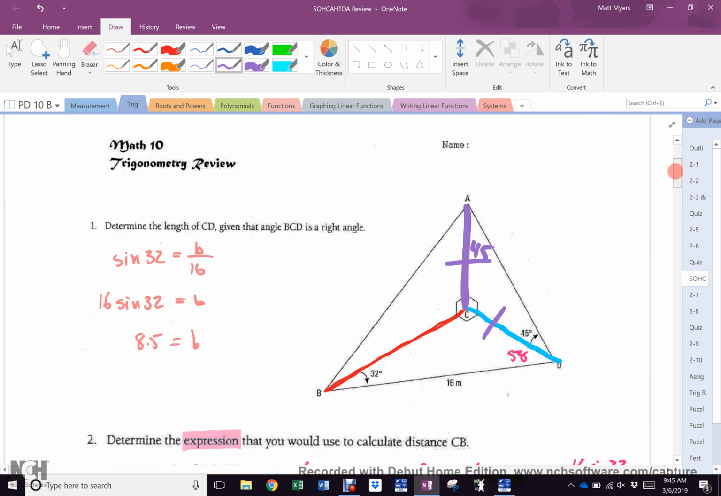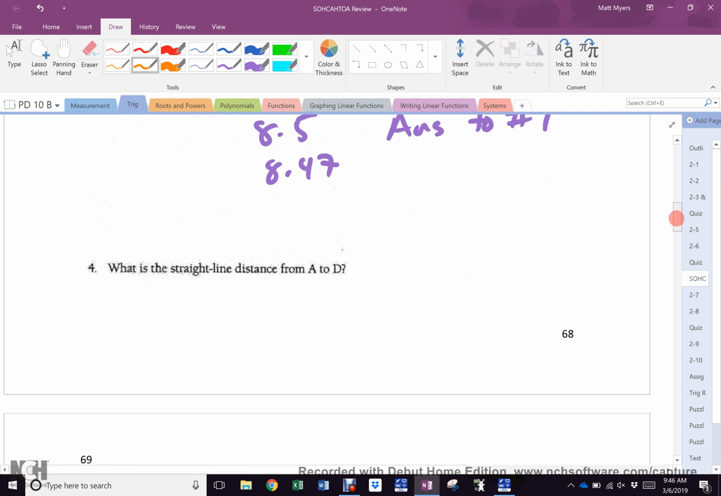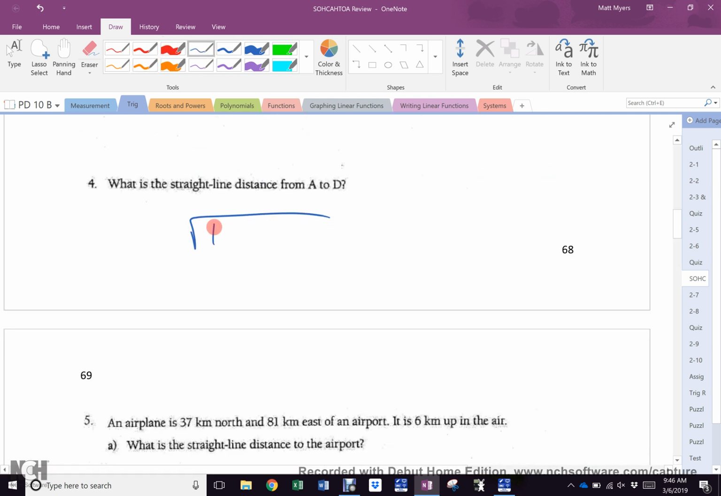And the straight line distance from A to D is this one right here. And, of course, that's Pythagoras, which is the square root of 16 sine 32 squared plus 16 sine 32 squared. Square root it and get the answer, which is 11.99. If you did it properly, most of you are going to have 12.